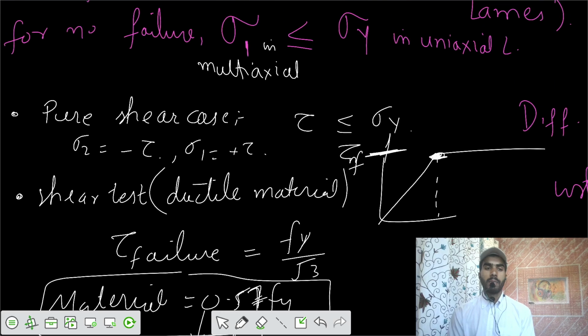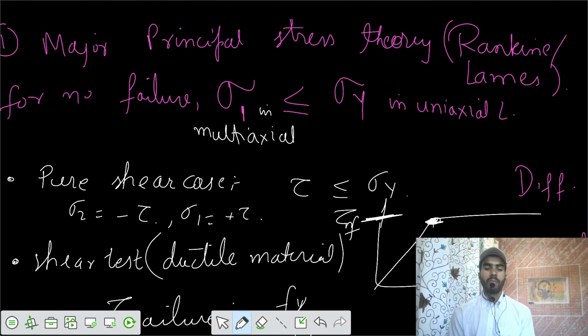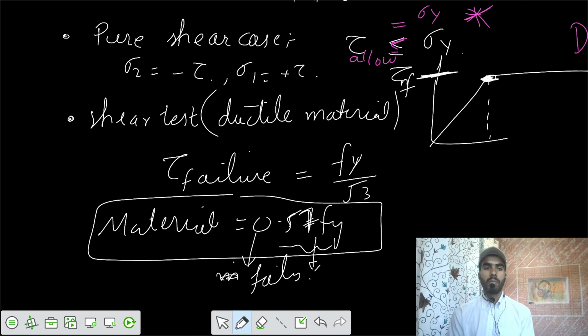So if we use this method for the pure shear case, it says tau allowable can be less than or equal to sigma y. That means it's also allowing tau y equals sigma y, which is not possible. It's not going to happen. As soon as you reach 0.57 Fy, your material will yield. That means this method is not suitable for the pure shear case. So you apply a cross here.